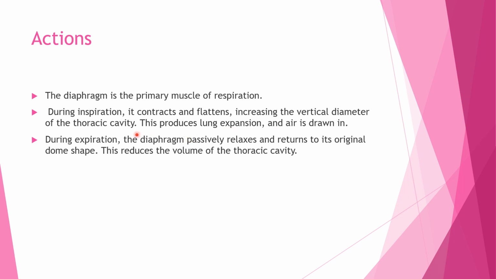During expiration, the diaphragm comes back to its original position. It reduces the volume of the thoracic cavity and air goes out of the lung. The diaphragm is the primary muscle of respiration which helps in inspiration and expiration. In inspiration, it contracts and during expiration, it relaxes.